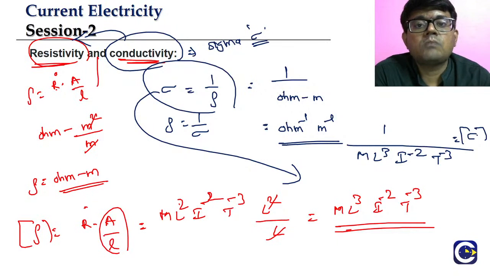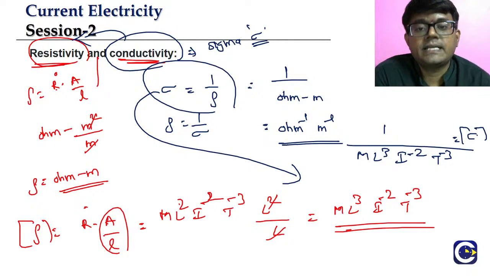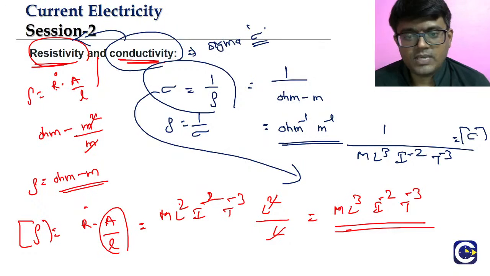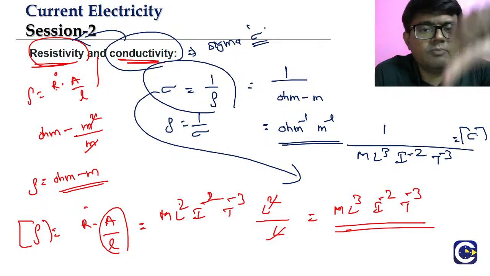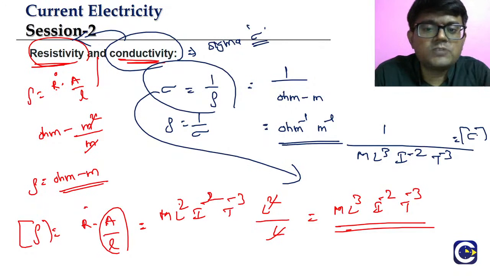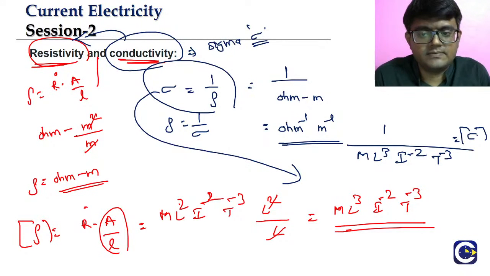Correlated to that, we have one more physical quantity, the conductivity. What is the relation between the two? They are reciprocal to each other. Which means what? If resistivity is more, then conductivity will be less. If conductivity is more, then resistivity will be less.